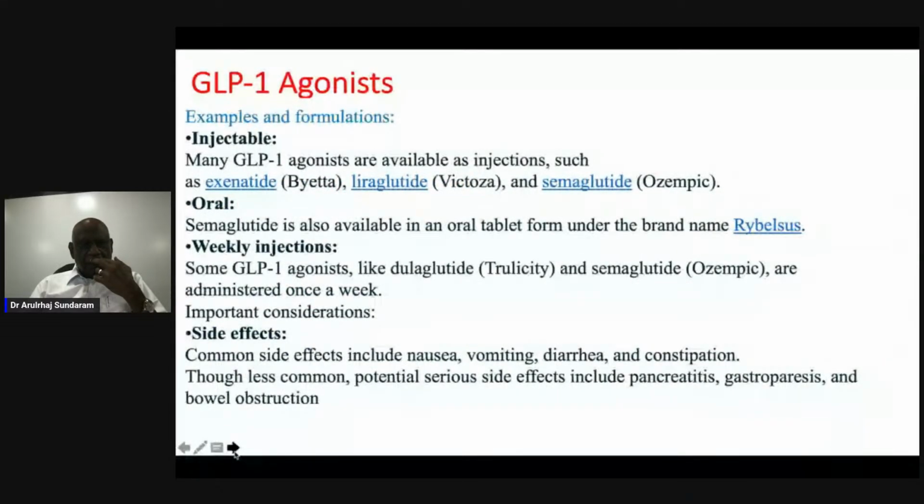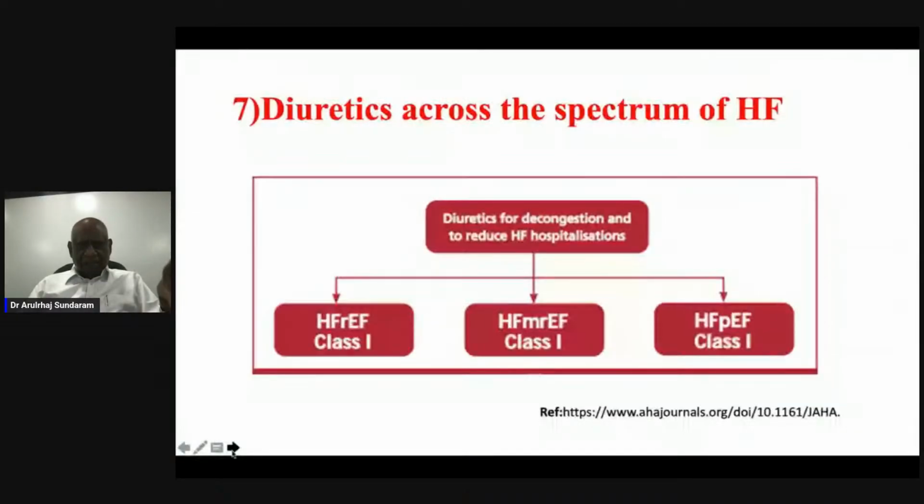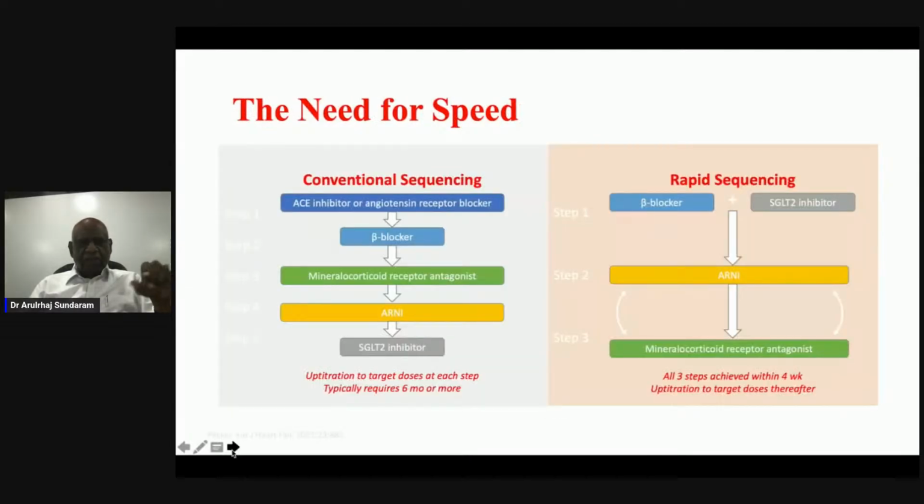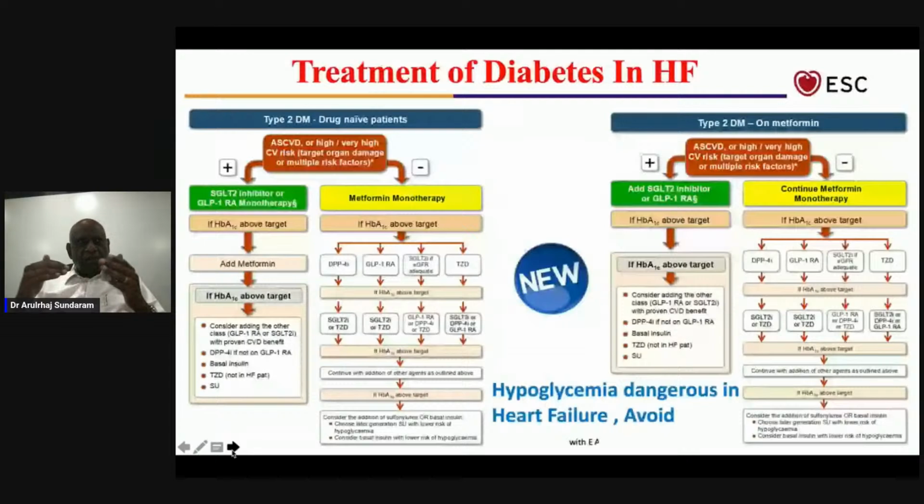Diuretics are used in all, especially with reduced ejection fraction, and mid-range also. In preserved ejection fraction, depending on the need, always adjust the diuretics. And sometimes in heart failure control there is a need for speed. You can't go on the systematic line. You may have to combine beta blocker and SGLT inhibitor, or RNA and SGLT inhibitor, and MRA you will have to add.